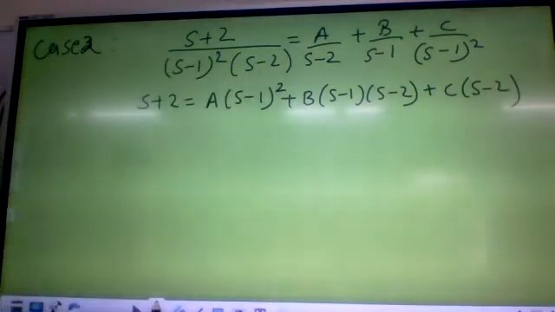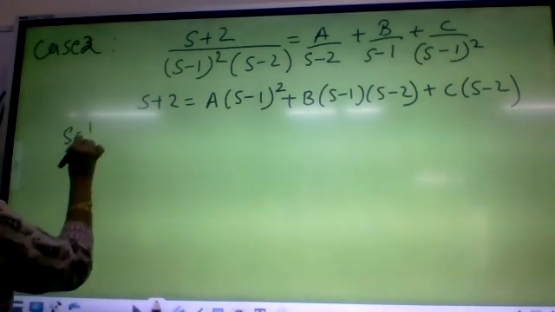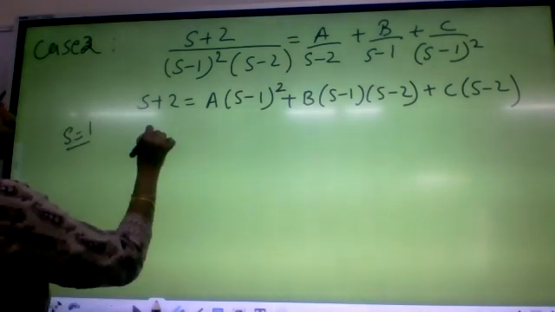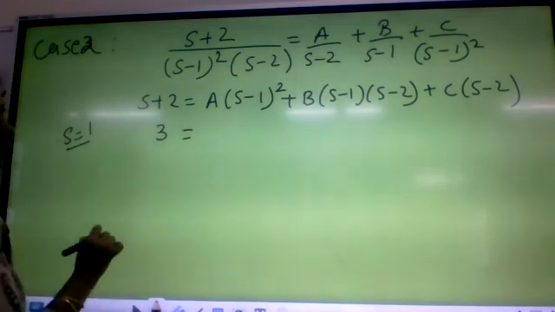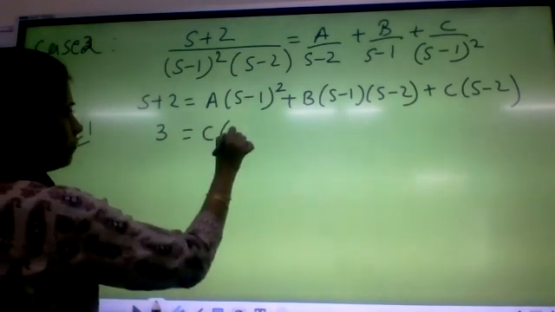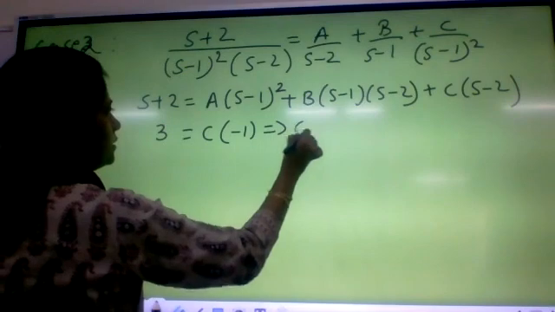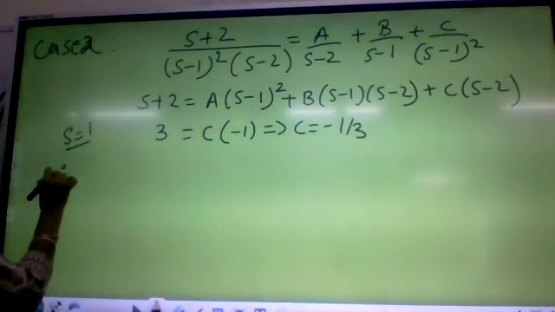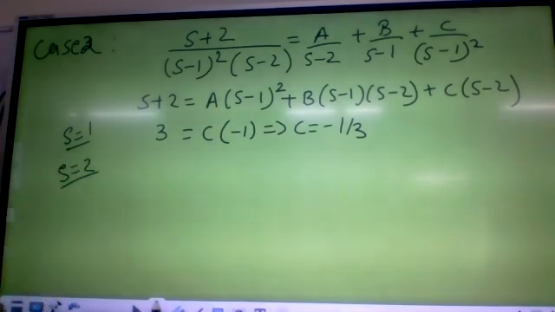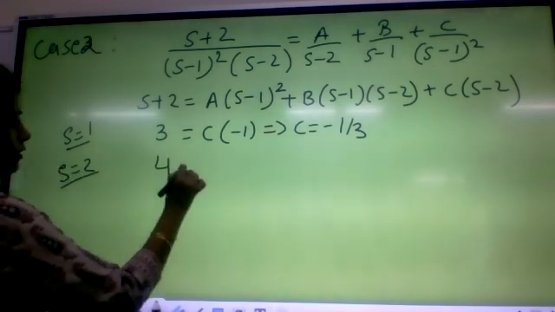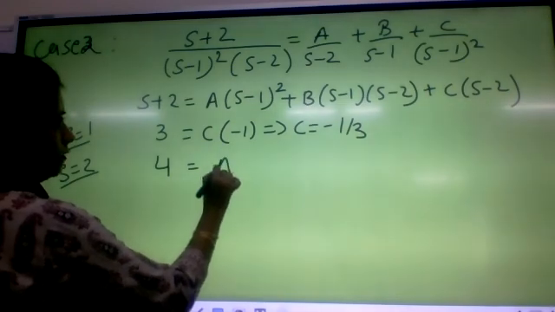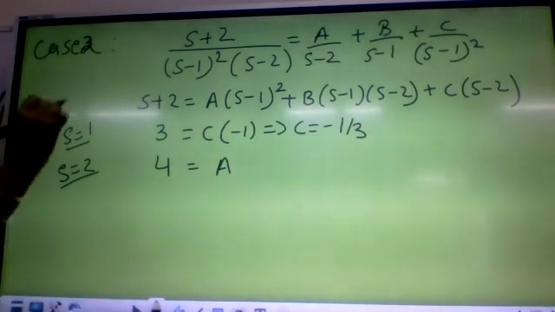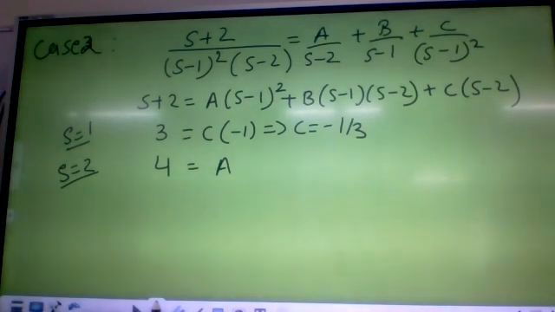Now again I will start the same process because I want the values of a, b, c which satisfy this equation. So first you put s is equal to 1. When you put s is equal to 1, what you will get? 3 is equal to c into minus 1. Implies c is equal to minus 3. Okay. Now you put s is equal to 2. When you put s is equal to 2, you will get 4 is equal to a. Okay. Remaining two terms will become 0.